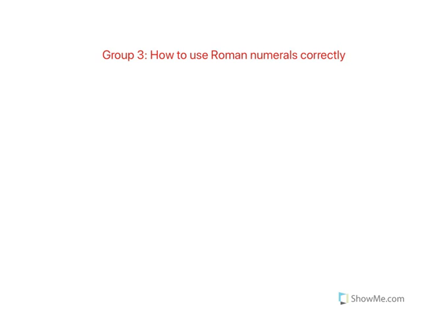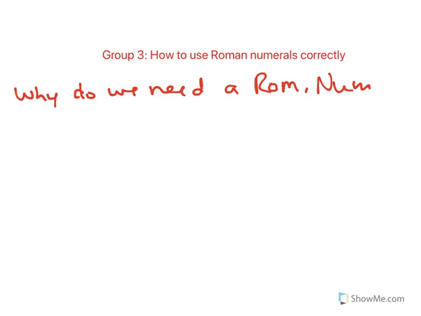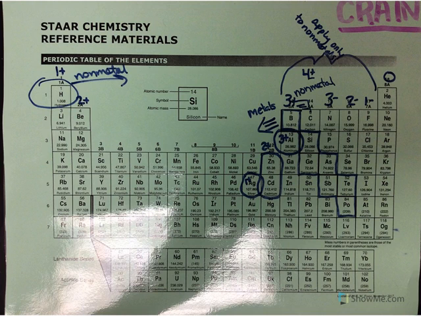So the first question we need to answer is, why do we need a Roman numeral? Okay. And if you look at your periodic table, we're going to talk about that for just a minute. We labeled on our periodic table the elements that have only one possible charge. And we did it in permanent marker because those charges are permanent.